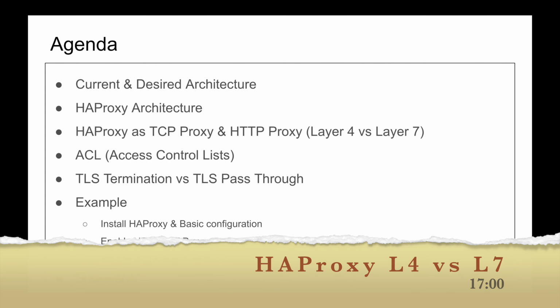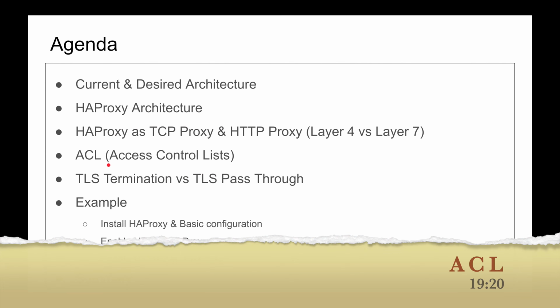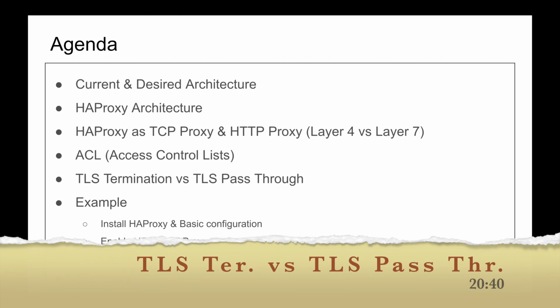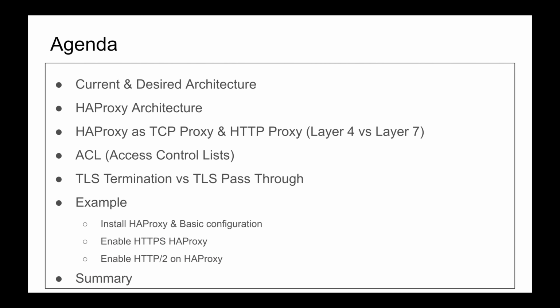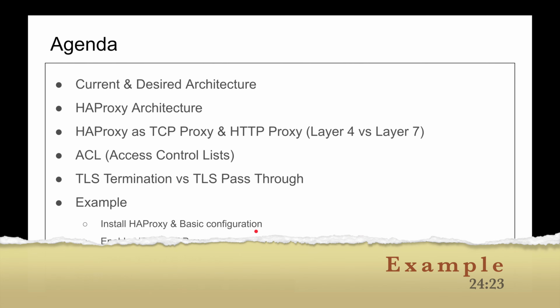We're going to show how HAProxy can act as a TCP proxy and an HTTP proxy, or a layer 4 proxy or layer 7 proxy, which acts both as a TCP layer, like databases for example, and as an application layer like HTTP, right? We're going to show this cool concept called ACL, access control lists, right? I'm going to talk a little bit about TLS termination versus TLS pass-through, because I found this very fascinating in HAProxy, right? And finally, we're going to go through an example, which is the most interesting part.